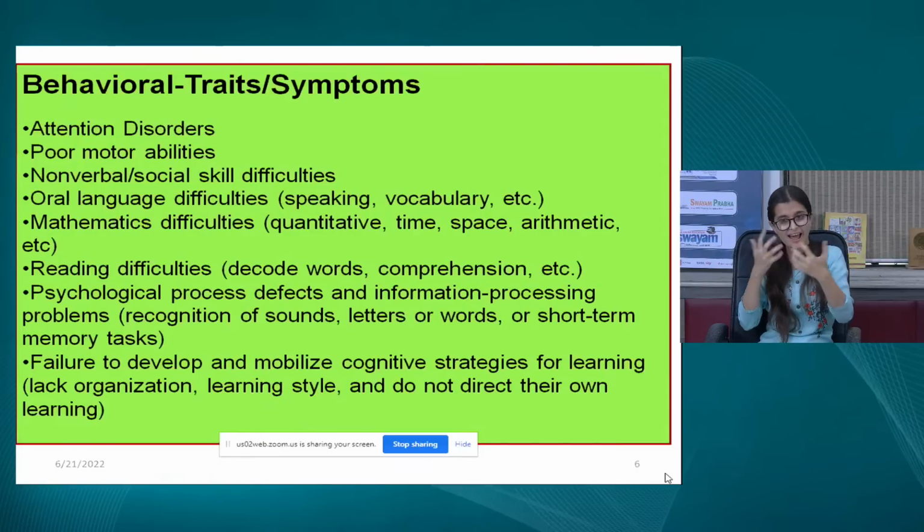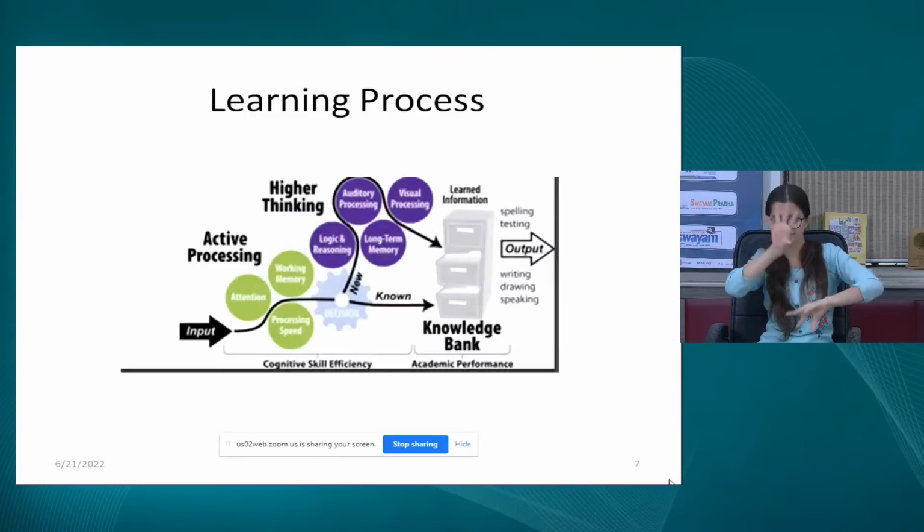And not only in the verbal language, even non-verbally they have difficulty, and social skills difficulty also. That is why they cannot interact with their peer group or understand the intention of others, what we call pragmatic learning difficulties. And when it comes to oral language also, they have difficulty in speaking, vocabulary, in mathematics, etc. But all these things we can attribute to difficulty in some of the psychological processes, like recognition of the sounds, letters of the words, or short-term memory. So they lack organization, and they cannot adopt a proper style of learning, and they cannot plan certain activities also.